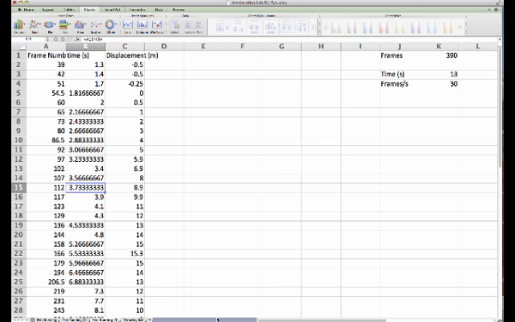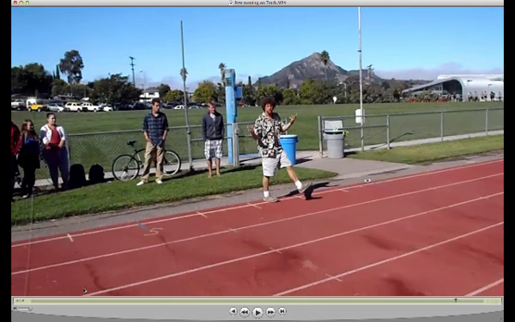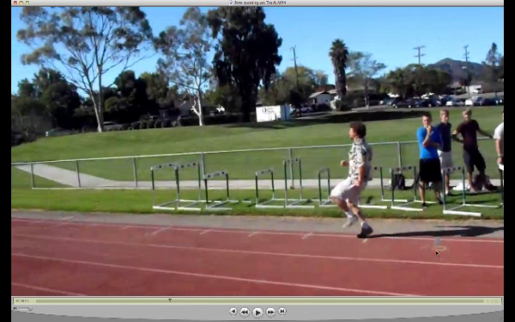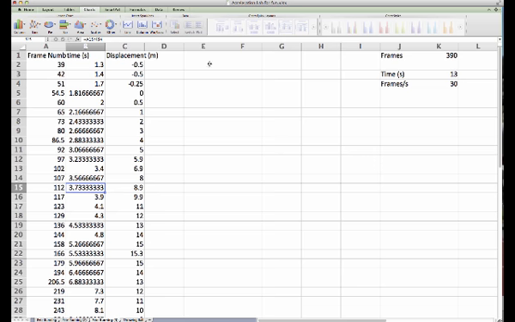And I could go check and say, am I at 11 meters at about 4 seconds? I can go back to seconds and say at 4 seconds I'm at about 11 meters because this is 10. Nice. So now I can graph my displacement as a function of time.